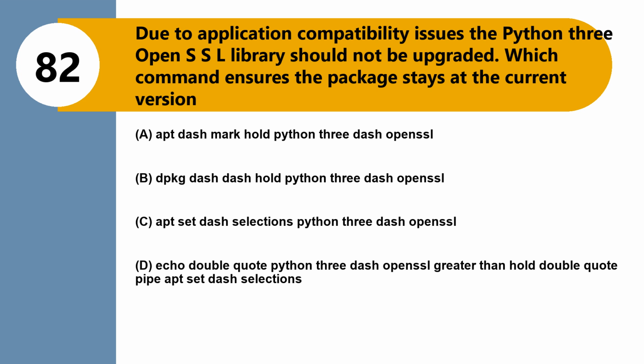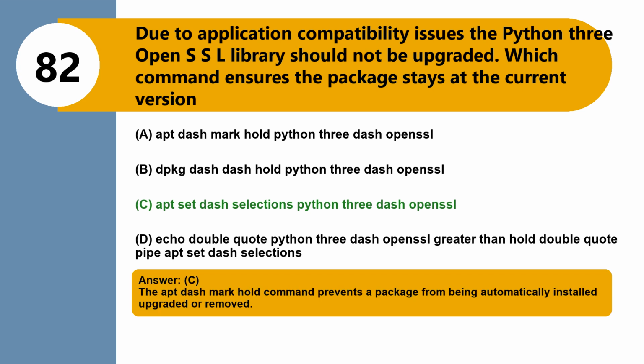Question 82. Due to application compatibility issues, the Python 3 OpenSSL library should not be upgraded. Which command ensures the package stays at the current version? Option A. apt-mark hold python3-openssl. Option B. dpkg --hold python3-openssl. Option C. dpkg --set-selections python3-openssl. Option D. echo python3-openssl hold | dpkg --set-selections. The correct answer is option C. dpkg --set-selections python3-openssl. The apt-mark hold command prevents a package from being automatically installed, upgraded, or removed.